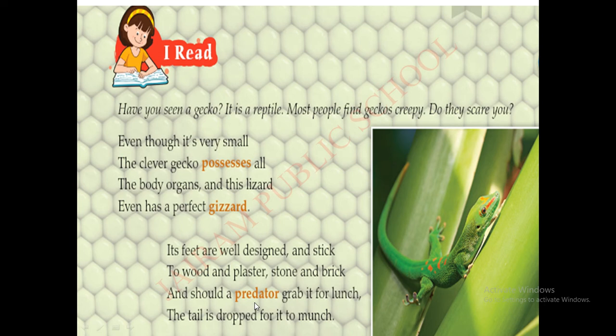What is the spelling for predator? P-R-E-D-A-T-O-R. Predator. What is the meaning of the word predator? Which means animal that kills and eats other animals, which is said to be predator. Repeat along with me. Its feet are well designed and stick to wood and plaster, stone and brick. And should a predator grab it for lunch, the tail is dropped for it to munch. Here we can see the rhyming words, which is stick, brick, lunch, munch.